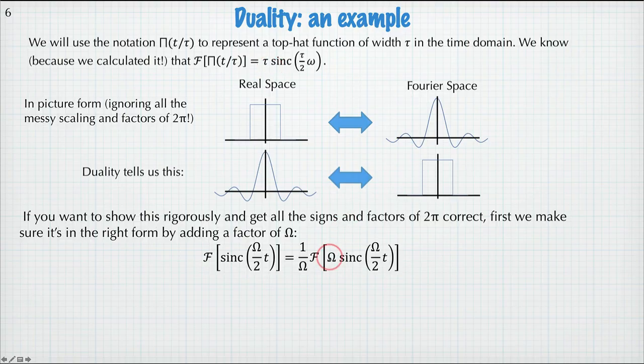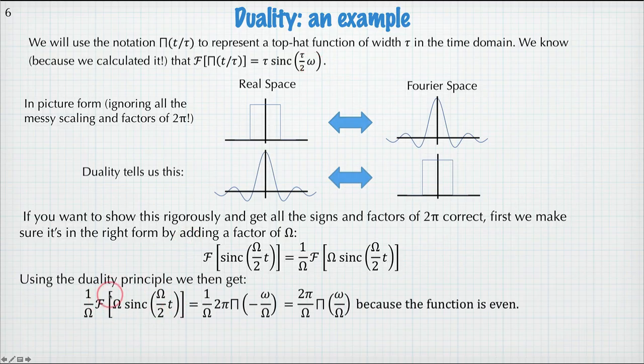So we'll multiply by an omega inside and take a factor of 1 on omega out the front, which we can do through the linearity of the Fourier transform. So now we have omega sinc of omega on 2 times t, and this looks exactly the same as this sinc function, replacing tau with big omega and t with little omega. So using the duality principle, we get that the Fourier transform of this must be 1 on omega times 2 pi top hat of negative omega on big omega, which we can simplify a little because this function is even, so the minus sign here has no effect, and we get this function here.